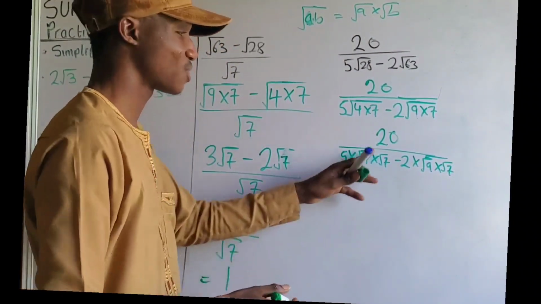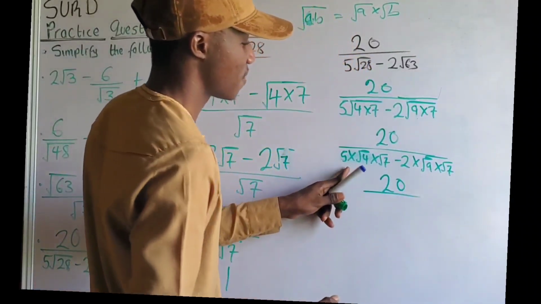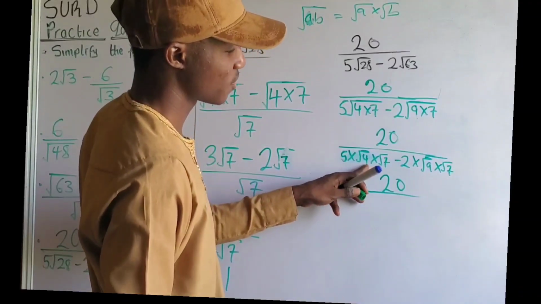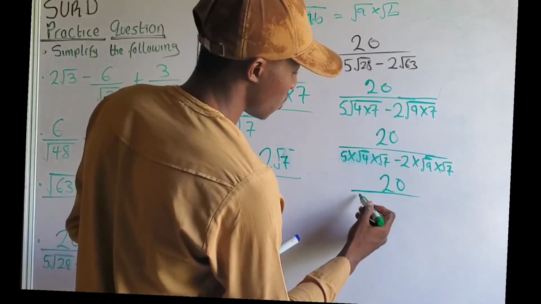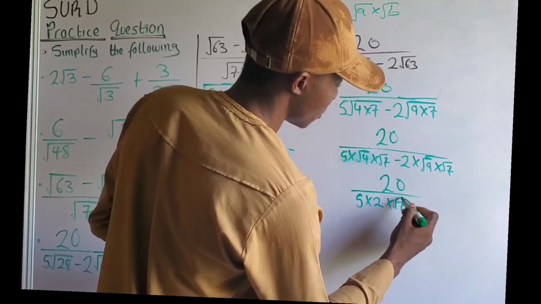Okay? So I have 20 over this. Now, let's proceed. I'm going to have 20 all over 5 times root 4. Root of 4 is what? 2. I'm going to have 5 times 2 times root 7. Are you there?